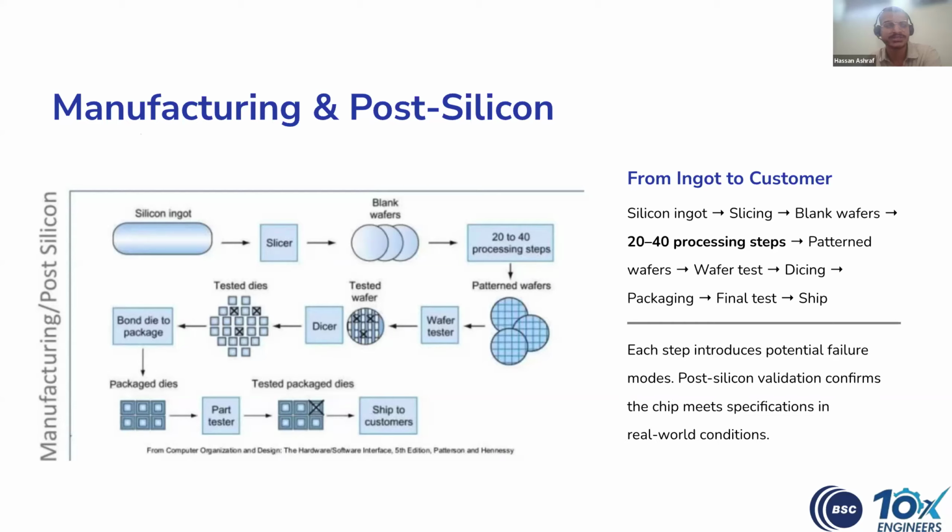They have their complex procedure of 20 to 40 processing steps. It's very complicated. They make the wafers from the silicon ingot, and then they dice it, they package, and then they finally test the chip. And once all the tests are passed, they ship the product back to the company. Each step introduces potential failure modes. Post-silicon validation confirms the chip meets specifications in the real world.